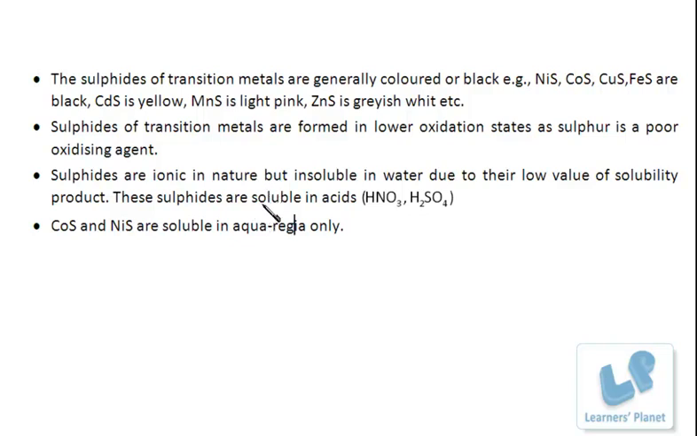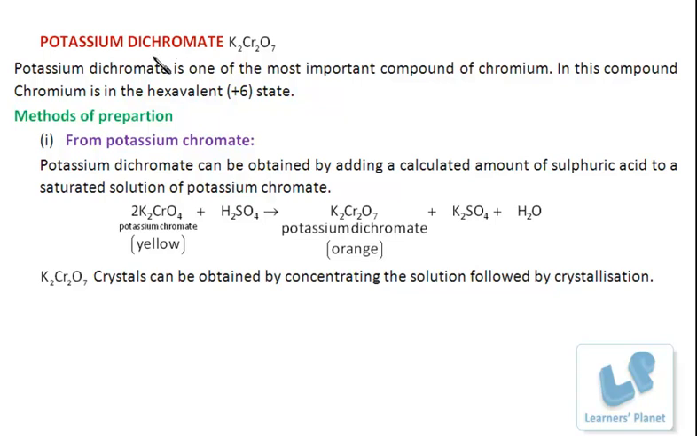Now let's see the compounds of chromium. The compound of chromium is potassium dichromate. Potassium dichromate, the formula is K2Cr2O7. Potassium dichromate is one of the most important compounds of chromium. It is used as an oxidizing agent.